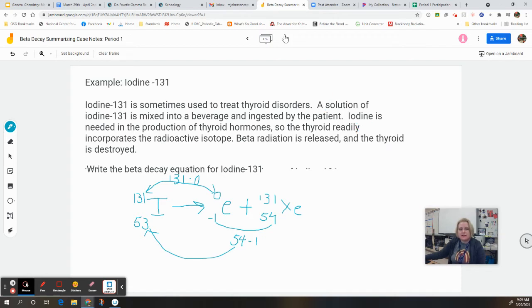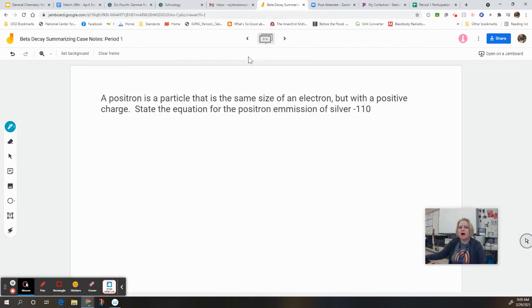Let's now look at what a positron is. There are bazillions of different types of subatomic particles that we're just going to scratch the surface of. But one type of subatomic particle that you might not have heard of before is a positron. A positron is a particle that's the same size as an electron, but it has a positive charge. And we symbolize that with an e because it's the size of an electron. It essentially has no mass, and it has a positive 1 charge. We're going to write a positron emission equation for silver 110.